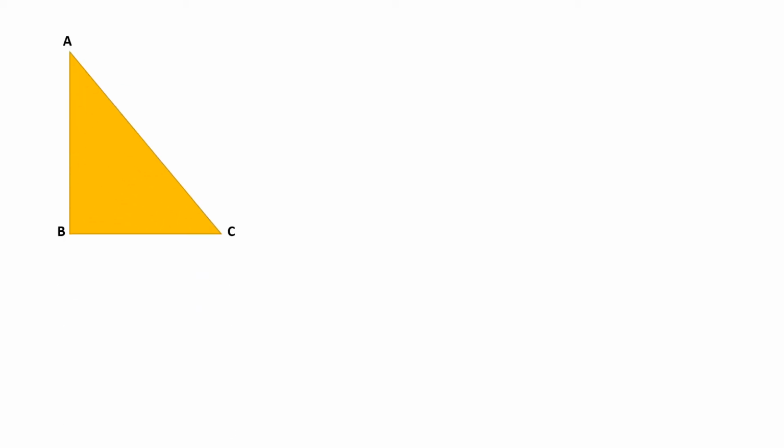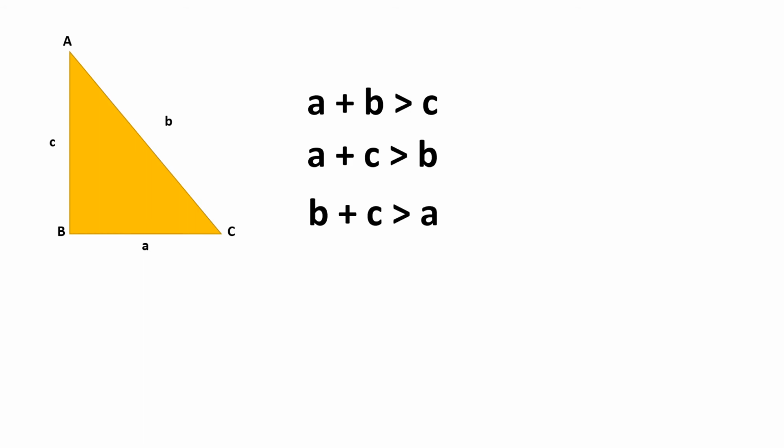So here we are considering a triangle ABC, whose dimensions I am taking as A, B and C. What does triangle inequality say, children? If I add any two sides, it should be greater than the third side. Like for example, if I add A plus B, it should be greater than the third side C. If I add A plus C, it should be greater than the third side B. Or if I add B plus C, it should be greater than the third side A.